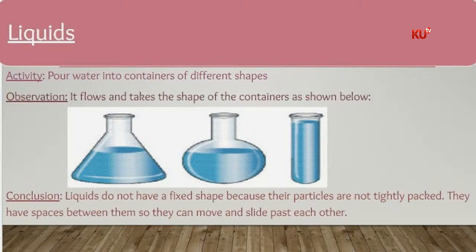For example, you can use a conical flask, a round bottom flask, a test tube, a beaker, a volumetric flask, or your water bottles. I know you have so many water bottles at home and they take all the shapes. When you go to a supermarket or a shop and you look at the water bottles, they come in all shapes, in all sizes. Now, if you take some water or some liquid and you pour it into a container, that is the activity, what will be the observation?